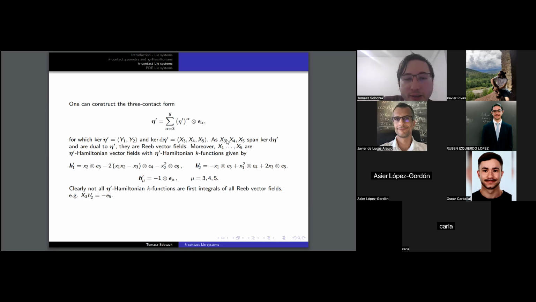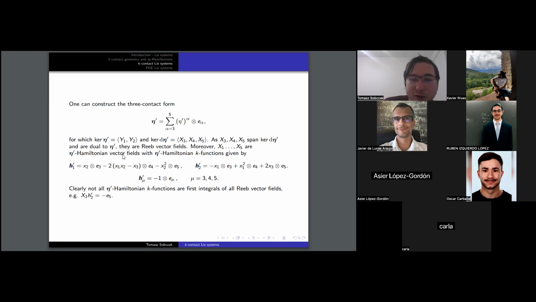We can find this eta Hamiltonian k functions, and now they are different. So the x3 for mu equals 3, 4, 5 is just because they are the Reeb vector fields. So these eta Hamiltonian k functions are just -1 multiplied by the base of our k, because, okay, I didn't add this, but this mu, F3, F4, F5, etc. is just the base of the F3 because we have a free contact form.